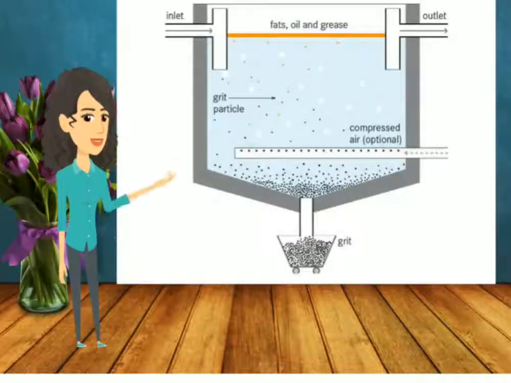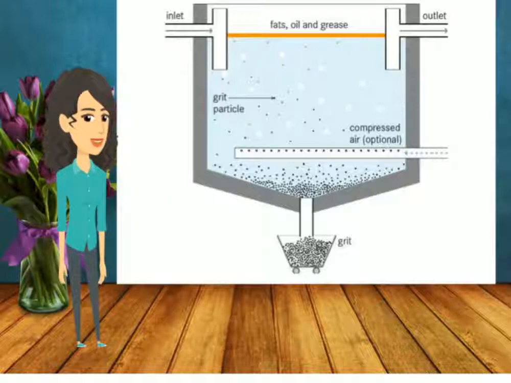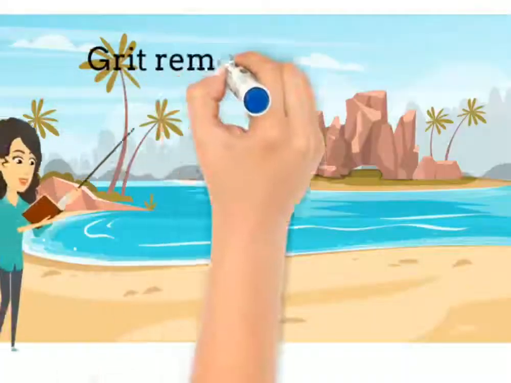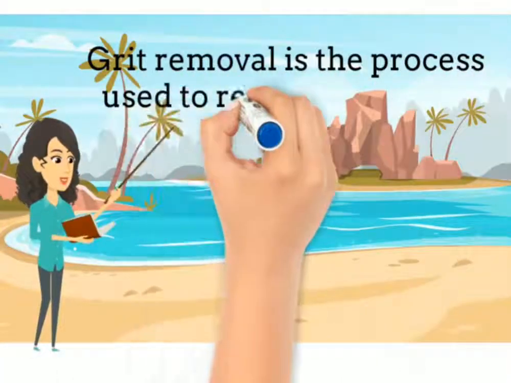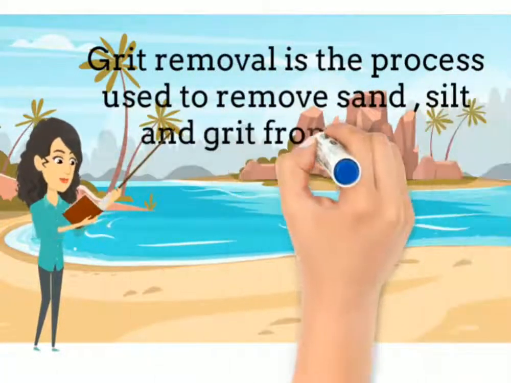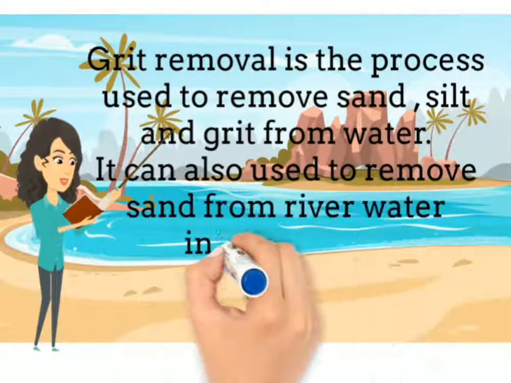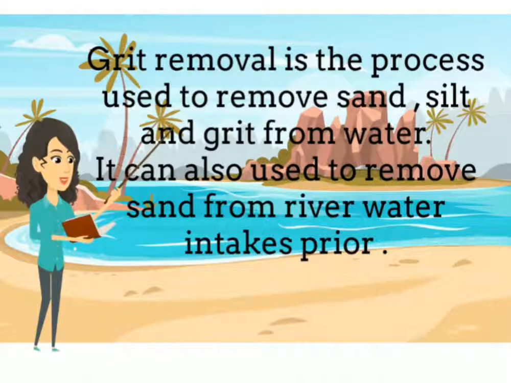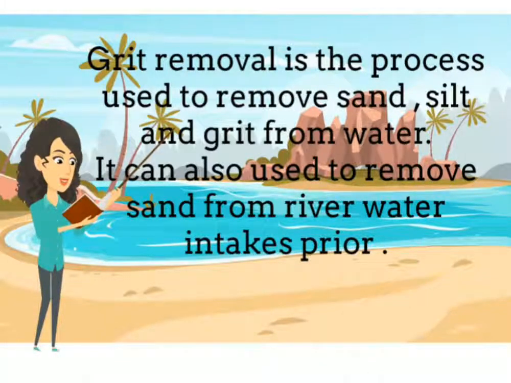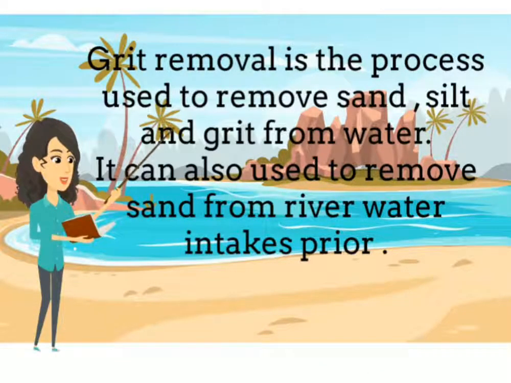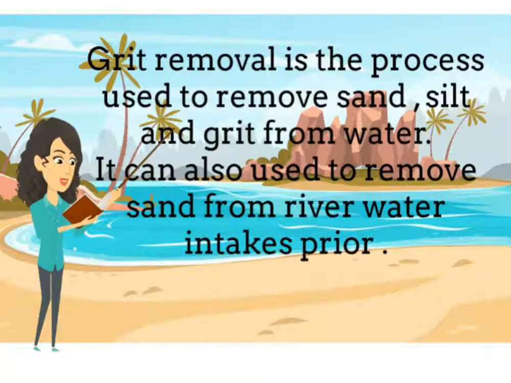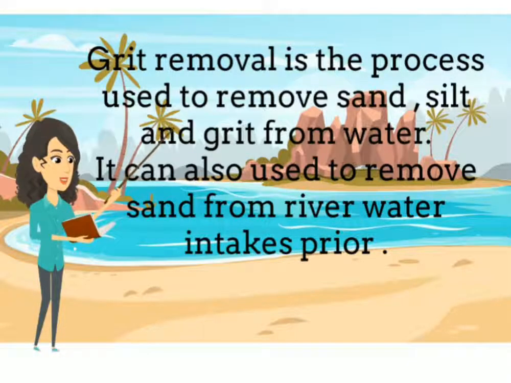This is the grit removal chamber. A grit chamber is the long, narrow or circular tank in the primary sewage treatment plant. Grit removal is the process used to remove sand, silt and grit from water. Grit removal can also be used to remove sand from river water intakes prior to processing for potable water, used in industrial applications to remove fine abrasives, as well as being used to remove grit entrained in sludge.